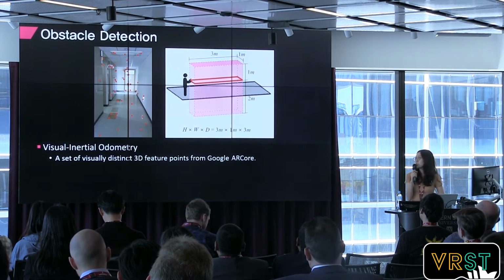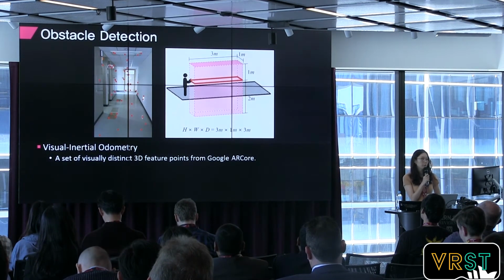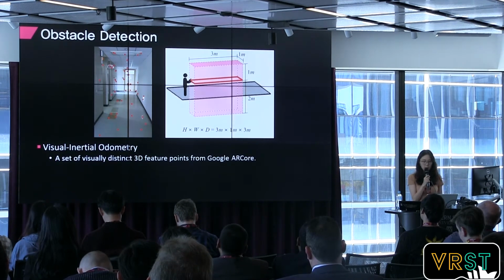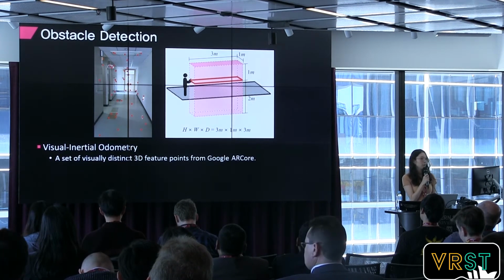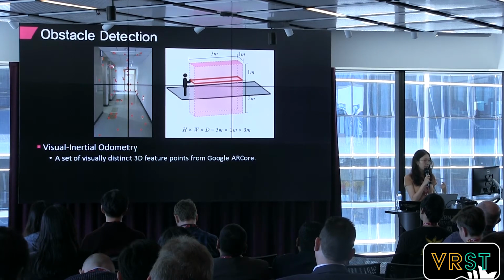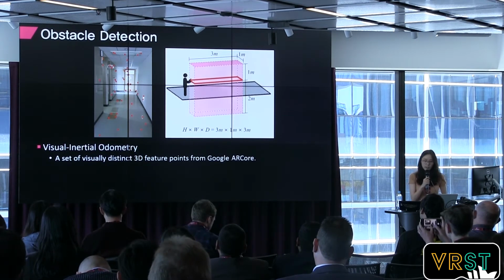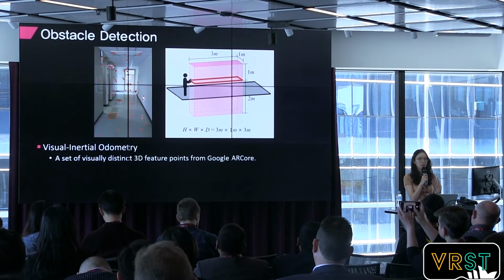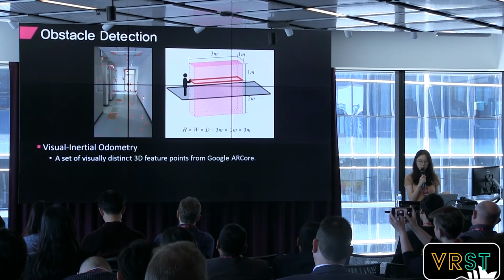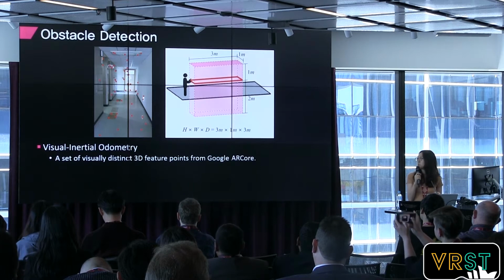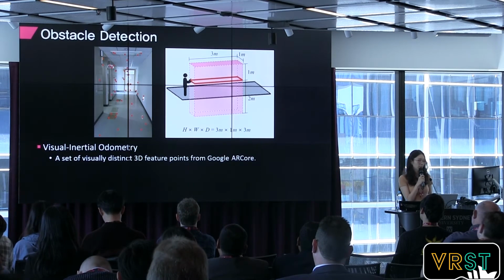Our system first detects obstacles within the field of view of the smartphone's camera. The current implementation utilizes Google ARCore, which is a platform for visual inertial odometry. And this returns a set of visually distinct 3D feature points. An example would be the figure on the left, which is a picture of a corridor.